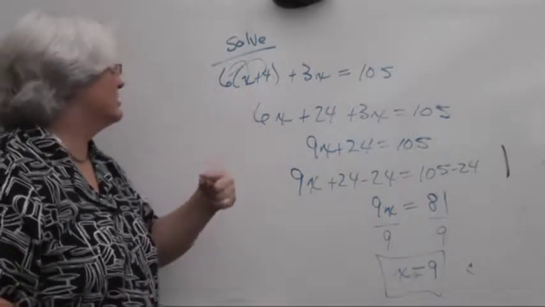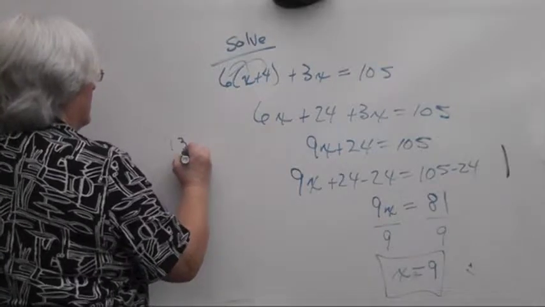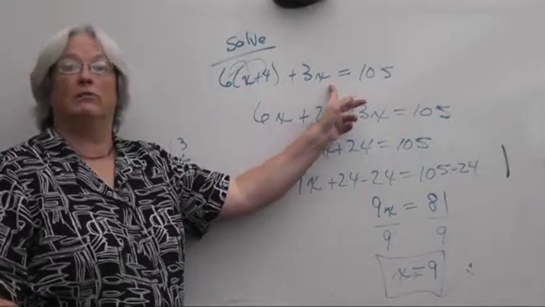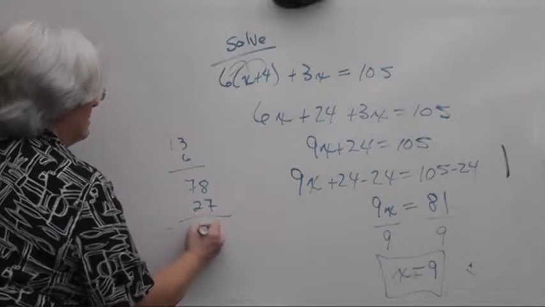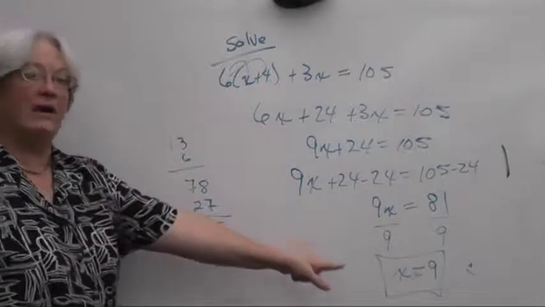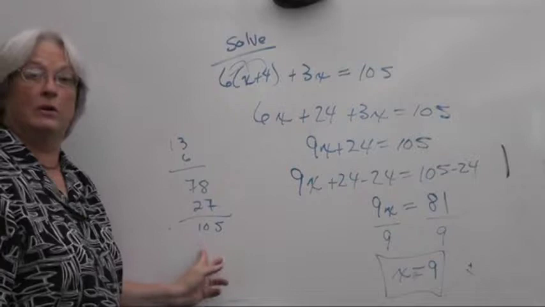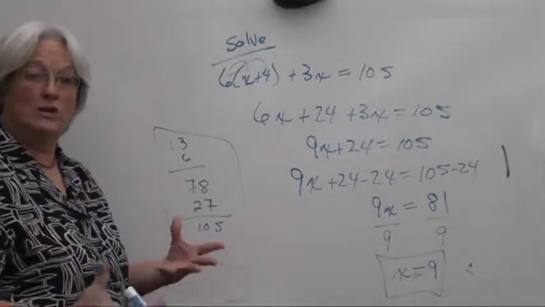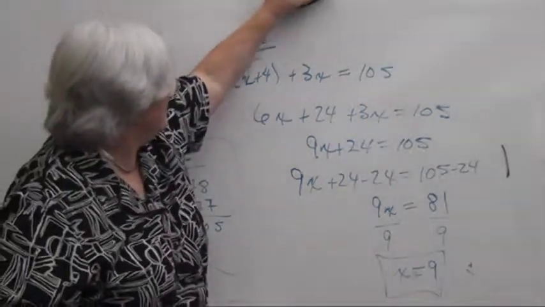So let's just think through the check. What is 9 plus 4? 9 plus 4 is 13. 13 plus 6 is 78. 3 times 9 is 27. So we have 27. And you see that when you substitute in the value of 9 into this original equation here, you do end up with 105. Now this right here, that's just a quick and dirty check to make sure that you've got what your solution actually is. Okay?